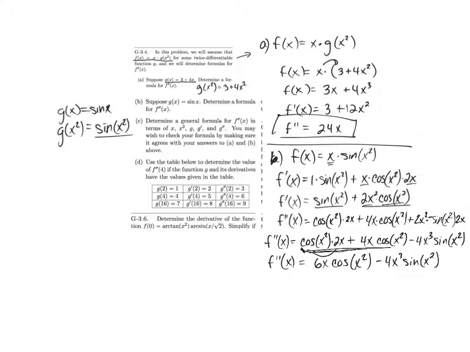Now I think in part C, they just want you to do this without any specific formula, not using any specific function for g. Just saying that the definition of f of x is x times g of x squared. So let's go find some room to do that. You know what I'm going to do? I'm going to start a new slide here.